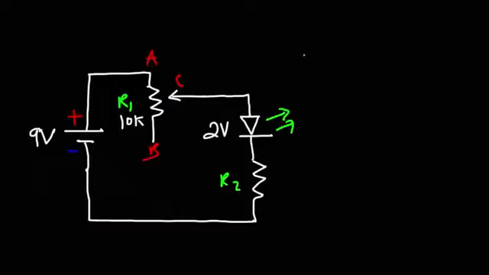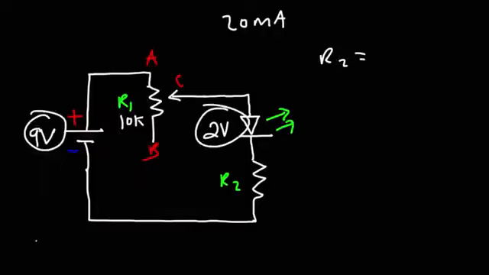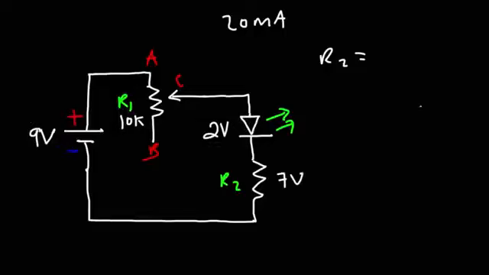So the maximum current of a typical LED is 20 milliamps. To determine our R2 value, let's assume R1 goes to 0. So R2 is going to be the voltage, which if we take the difference between 9 and 2 volts, the maximum voltage across R2 will be 7 volts, divided by a maximum current of 20 milliamps.